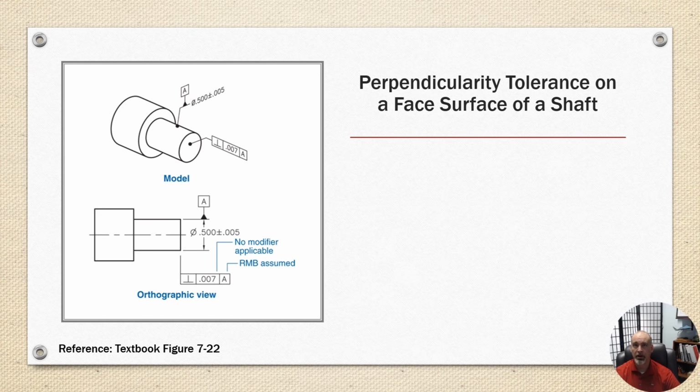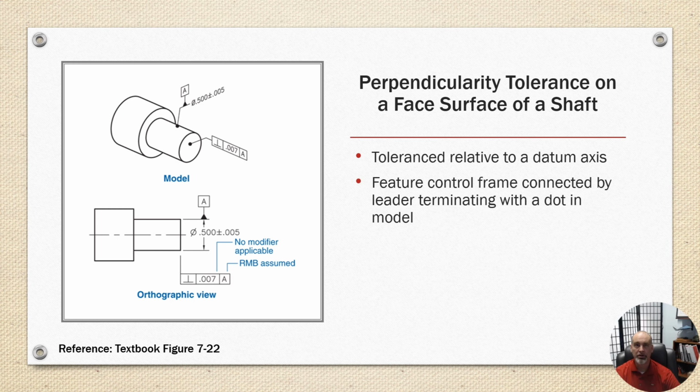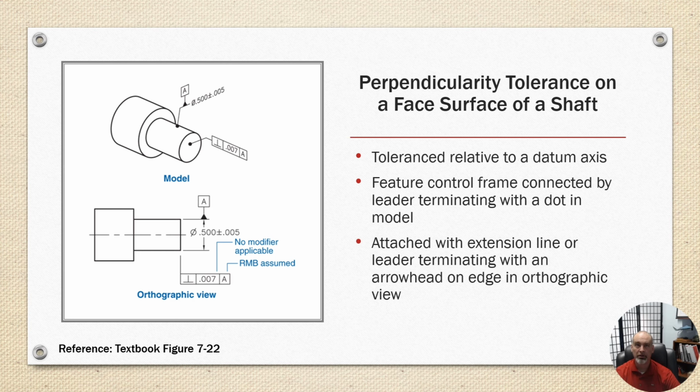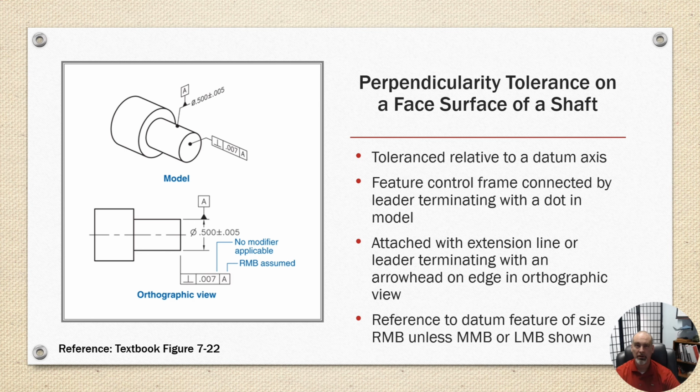Perpendicularity tolerances on a flat surface of a shaft. The tolerance is relative to the datum axis. The feature control frame is connected by a leader terminating on a dot with a model, and attached with an extension line or leader terminating with an arrowhead on the edge of an orthographic view. And reference to datum features of size regardless of material boundary, unless maximum material boundary or least material boundary is shown in the callout.